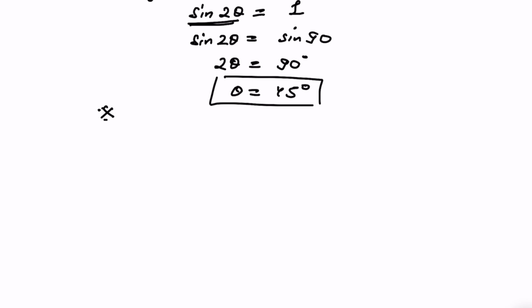Then one more point to be remembered here is that we can throw a body at two angles. We can throw a body at two angles to have the same range.